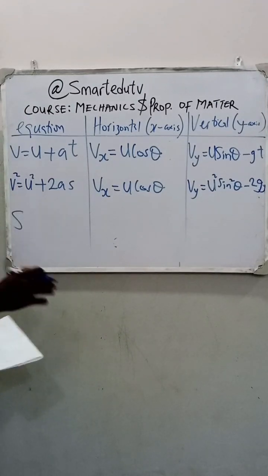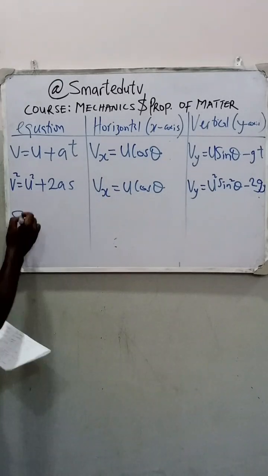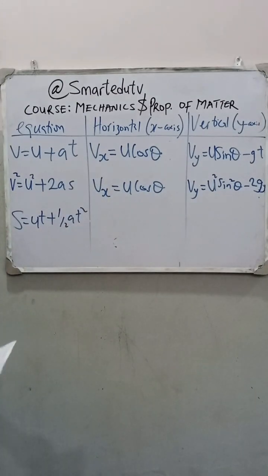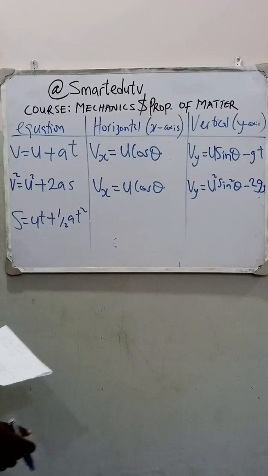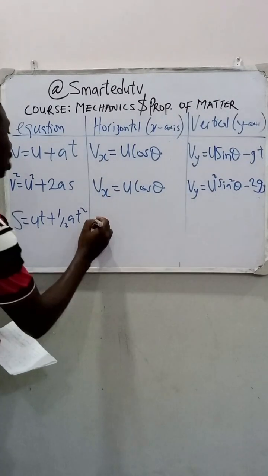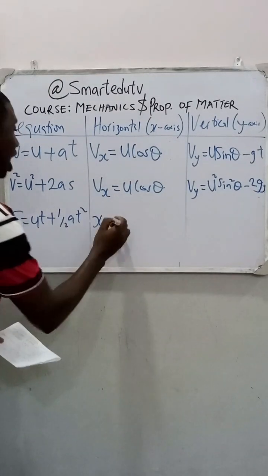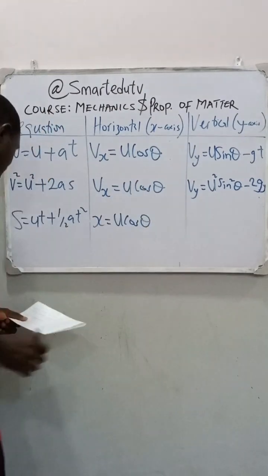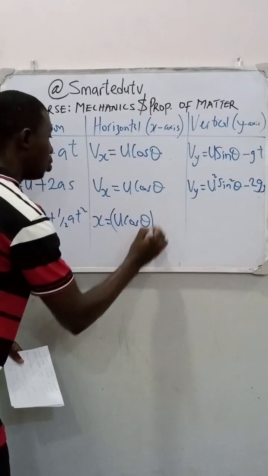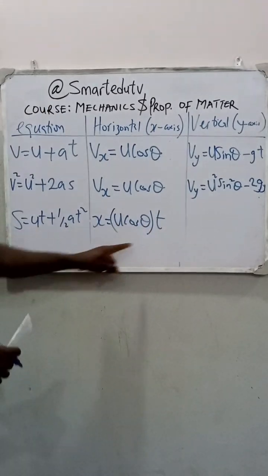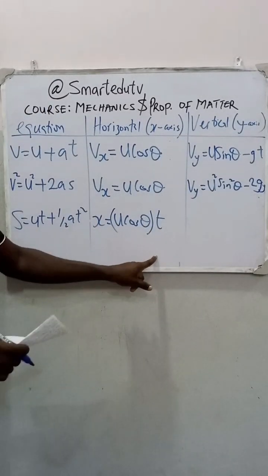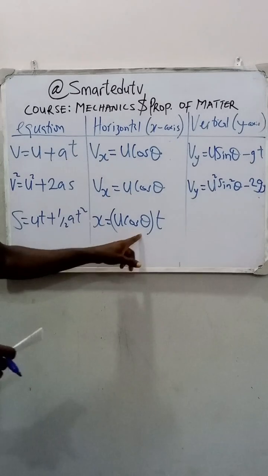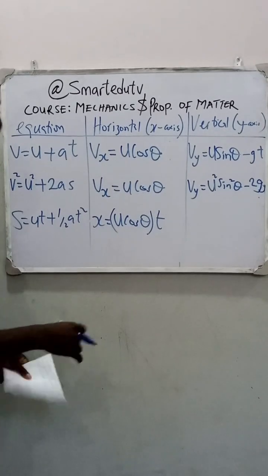Similarly, in terms of the displacement s, from s equal to ut plus half at squared, our displacement along the x-axis, also called x, will be given as our u becomes u cos theta, multiplying t, u cos theta t. What happens to a along the x-axis? Our a is 0. That is why the whole of this is 0. I'm left with only u cos theta t.